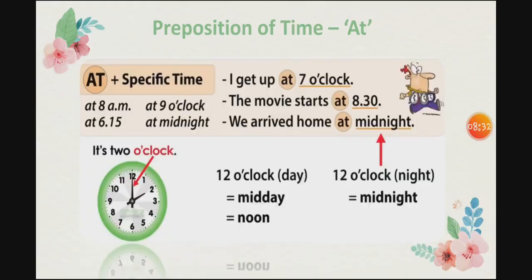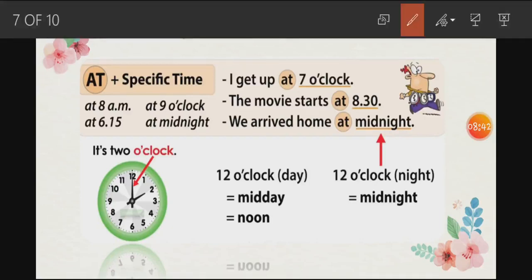Here is the preposition of time, at. In which situation do we use at before any time? Look at here again. We use at in the case of a specific time. Again, when we are talking about any specific time of a day, at that time we use at. Look at here. At 8 a.m. Here it is specifically pointed out, that's why.